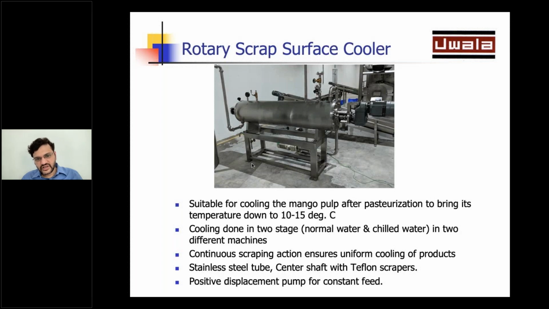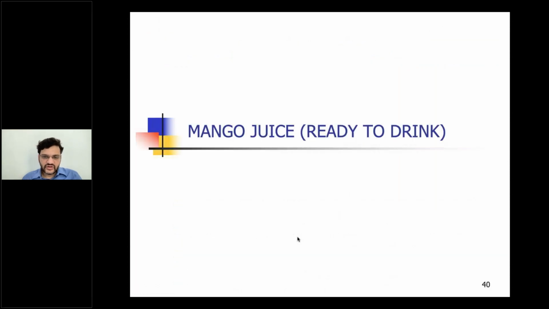So once we have the pasteurized pulp, it is passed through the cooler. Again, this is similar to the scrape surface pasteurizer that we had seen earlier. We cool the product in two stages, first with normal water and then with chilled water. You can see it written over here that the temperature comes down to 10 to 15 degrees centigrade. And then this chilled mango pulp is taken for freezing with the help of filling machines. Filling machines generally have separate suppliers. You can fill it in pouches, and then you can take it to the blast freezer for freezing.